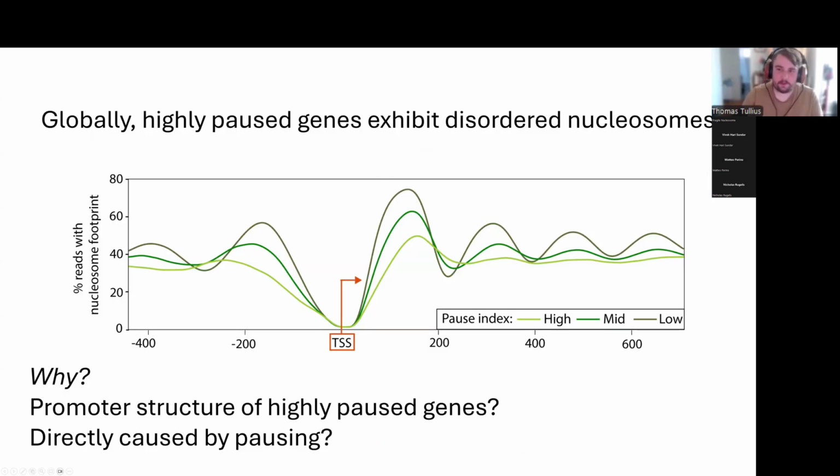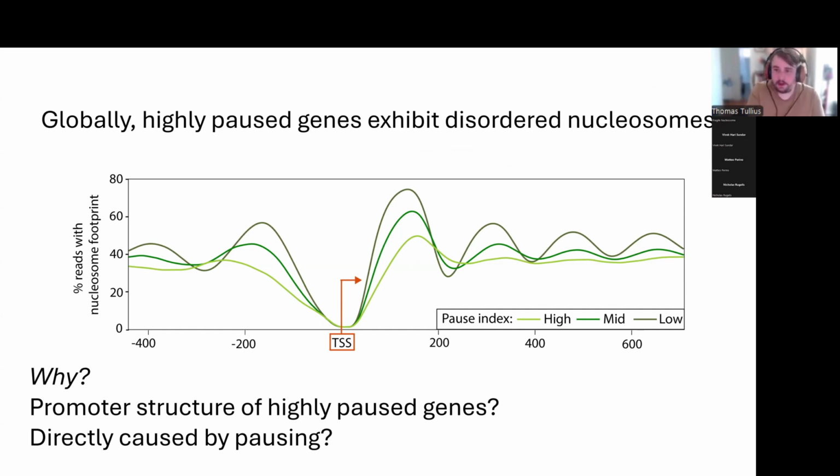We can look at this globally by basically turning FibreSeq into something similar to MNase-seq, where we're just looking at the pileup of nucleosome footprints. And you can see that at very highly paused genes in light green, we have very disrupted downstream nucleosome and upstream nucleosome landscape, whereas at more lowly paused genes in general, we have very ordered nucleosomes. And this isn't anything to do with the accessibility of the promoter, because we're actually controlling for that by only including reads where we had an accessible promoter.